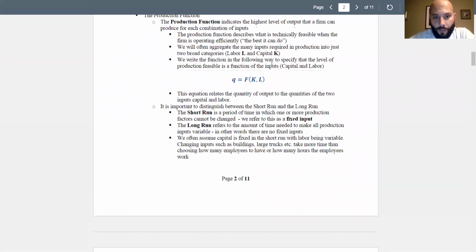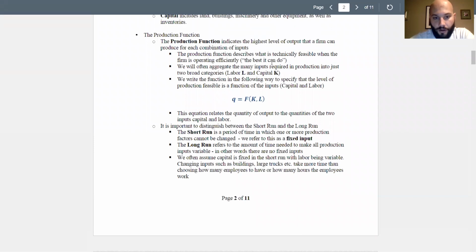So when we do this, we're going to distinguish between the short run and the long run. And the distinction is that in the short run, at least one of our inputs will be fixed, so either capital or labor. Usually we think of capital as being the input that's fixed, like land or machines that you have, and labor as our variable input, but either one could be fixed or both in the short run. And then in the long run, all inputs are variable.